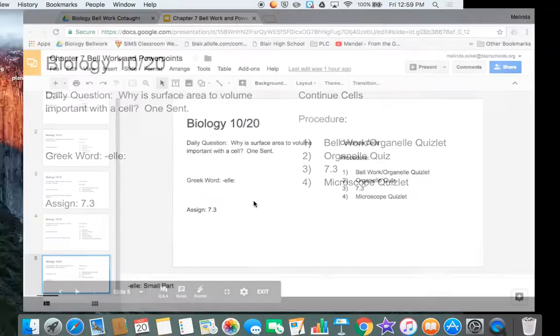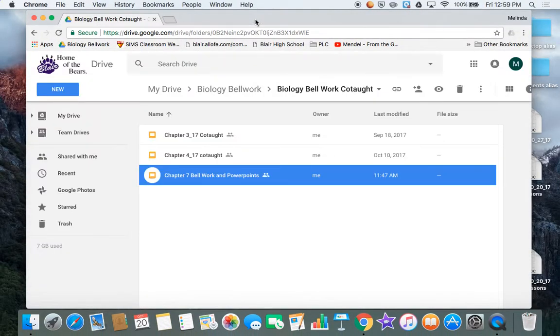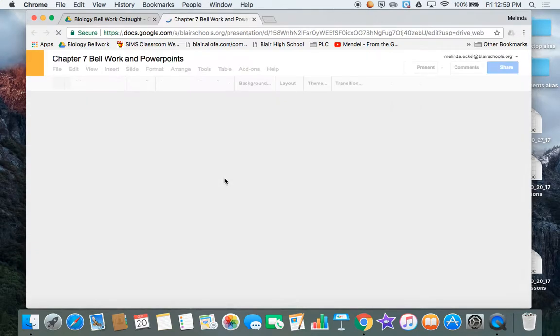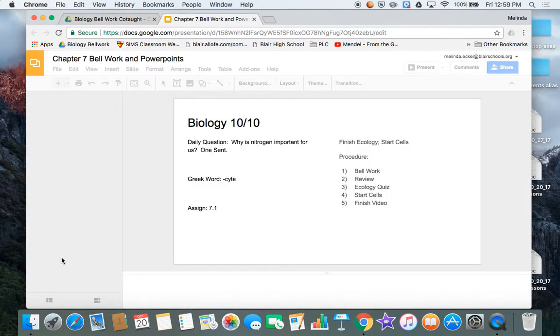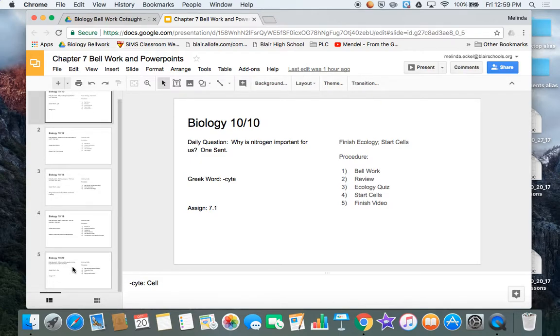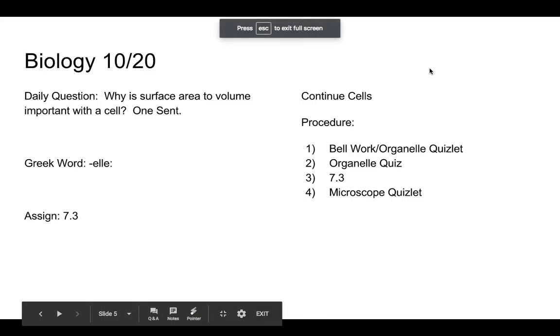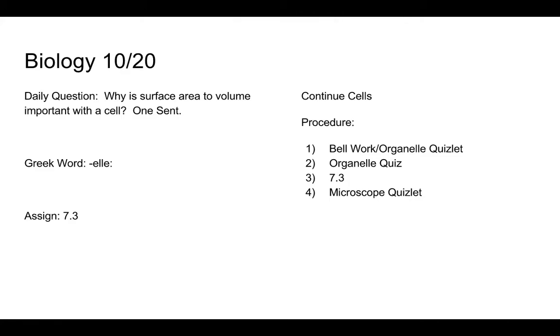Why is surface area to volume important with a cell? Anybody think they got that answer? Ooh, we got nobody. To determine how small or big it is, right? No? Yes. Isn't it, it has something to do with how it transfers. I can't remember exactly what. He's almost there. Almost there. Getting there.